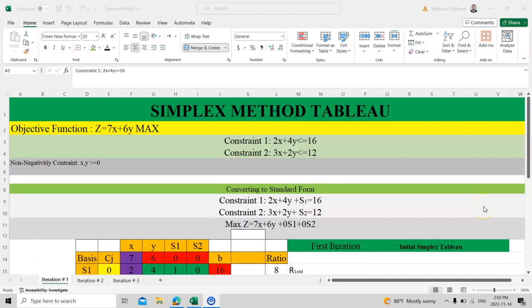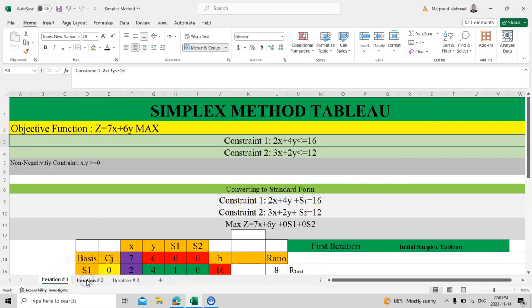Dear students, today I will teach you how to do the simplex method for Tableau. In this method, we have an objective function and two constraints, and the third constraint is a non-negative constraint. Sometimes we cannot get the answers for this objective function in a normal way, so we use the simplex method, the Tableau method.